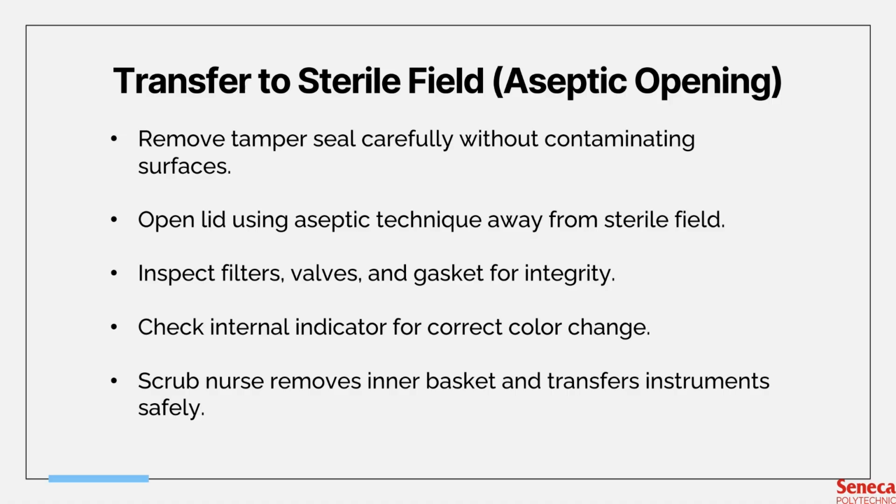They would open the lid away from the sterile field to prevent airborne contamination. They would inspect the filters, valves, and gaskets. They would inspect that it's all intact for cleanliness and integrity before handing off the tray to their colleague. They would then check that the internal chemical indicator inside the basket has achieved the correct color change. And then, of course, the scrub nurse removes the inner basket and places instruments on the sterile table using sterile technique. This step confirms the success of sterilization and the maintenance of the sterile barrier up to the point of use.